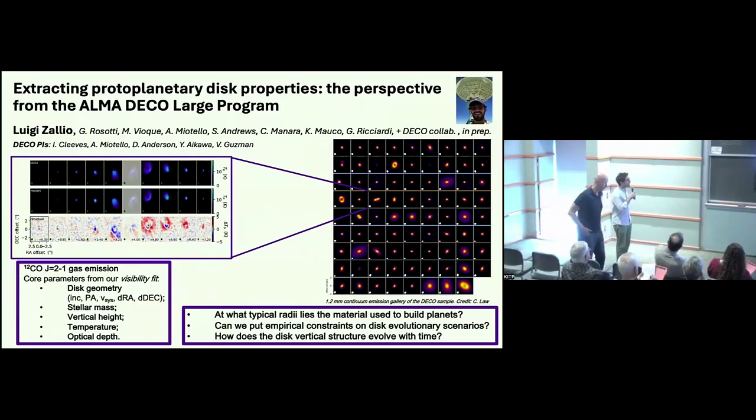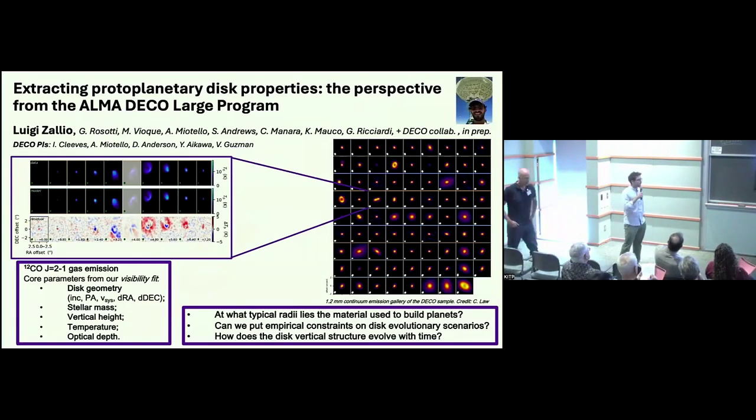So, hello everyone. I'm Luigi Zaglio, second year PhD student under the supervision of Giovanni Rosotti. And right now I'm at ISO, working with Anna Miotel and Miguel Vioque, doing my one-year studentship there. One of the main goals of my PhD is to develop and benchmark a new technique to extract protoplanetary gas disk properties using barely resolved observations.